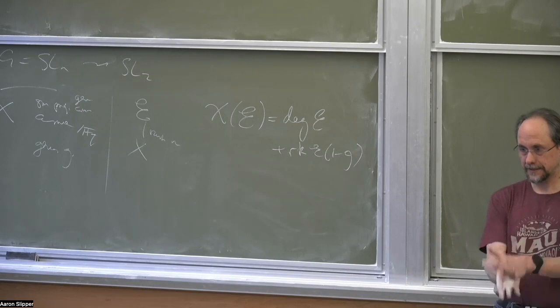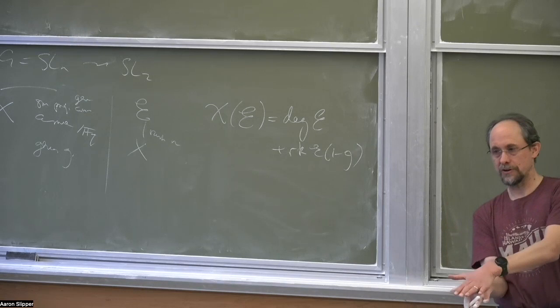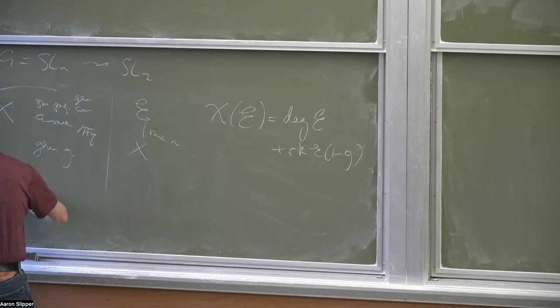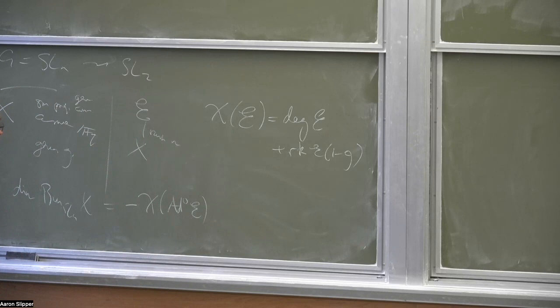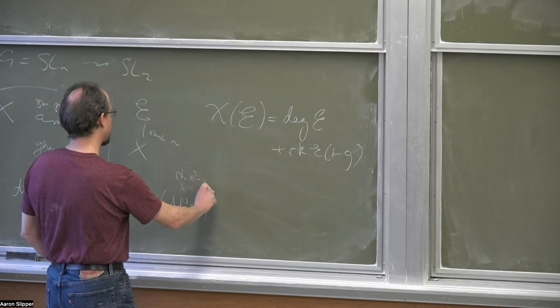So we compute H1 minus H0, which is the negative of the Euler characteristic. And so we know that the dimension of Bun_{SL_n}(X) will be the negative of the Euler characteristic of the traceless adjoint of E. And E has rank n, so this has rank n squared minus 1.